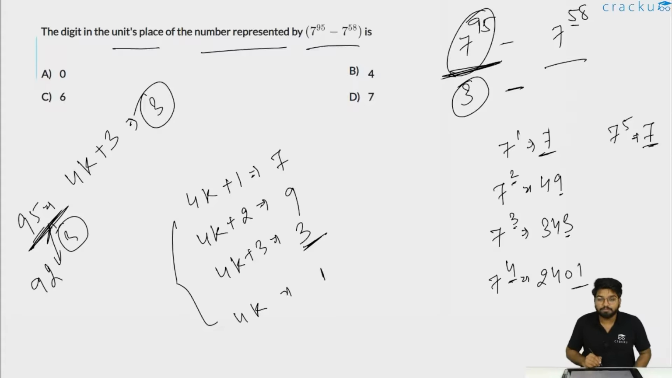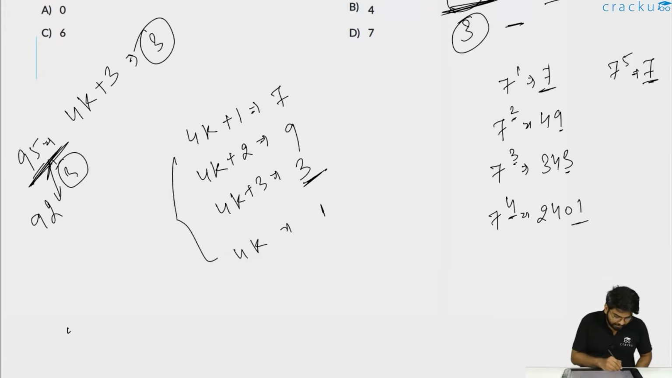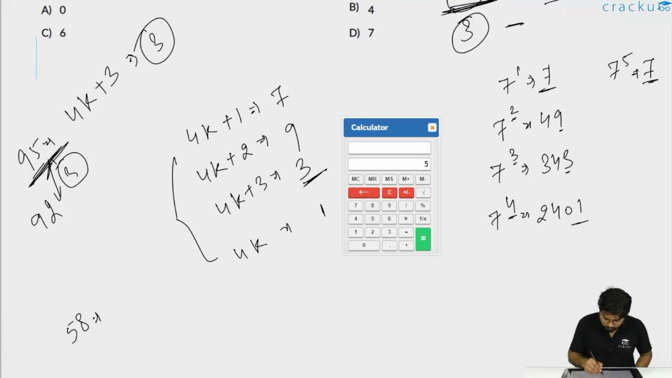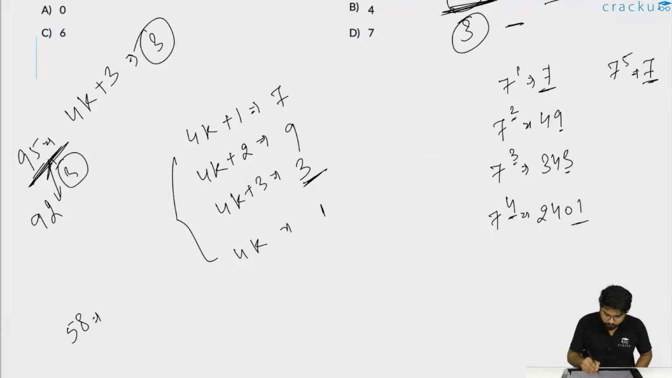Minus, similarly we can find the last digit for 7 raised to 58. 58 is of which form? If we divide it by 4, it is not divisible. The lowest number divisible by 4 before this is 56.